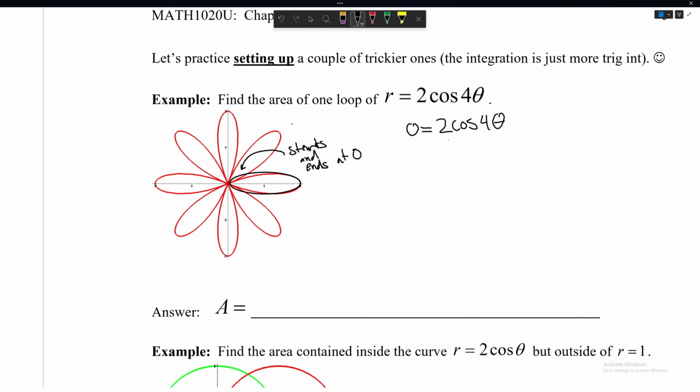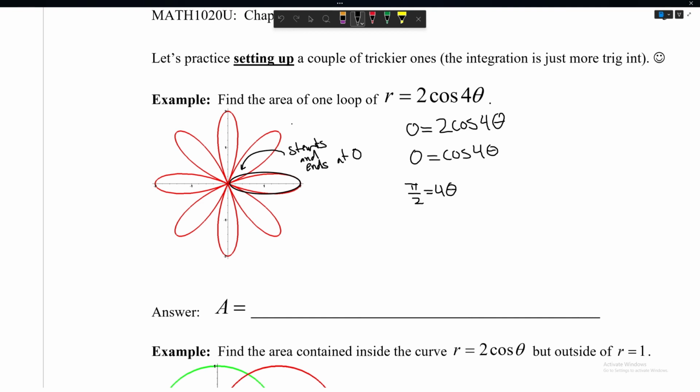So what I can do is divide by 2, which will just leave cos. Now I can take cos inverse. I believe cos inverse of 0 is 1. Let me do that real quick. Cos inverse of 0 is pi over 2 actually. So I have pi over 2 equals 4 theta.